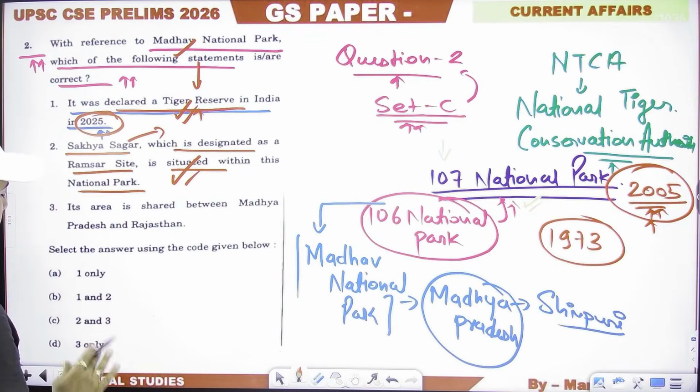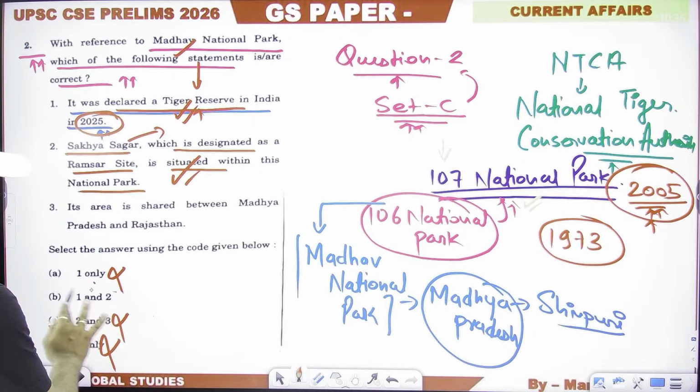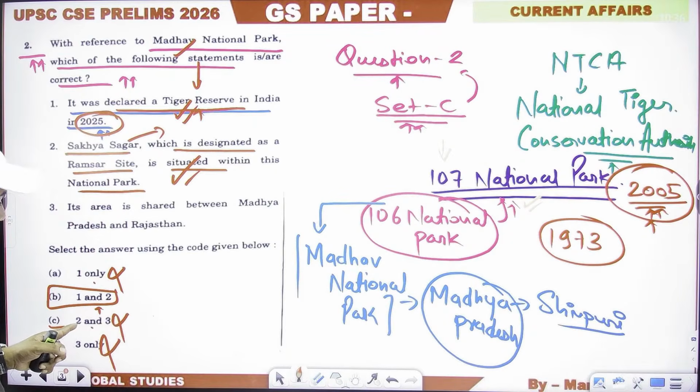If first and second are correct, it means that this will never be correct, this will never be correct, and this will never be correct. So it means that only 1 and 2 is correct, because in this statement 1 is not there, in this statement 1 is and 2 is not there, in this statement 2 is not there.